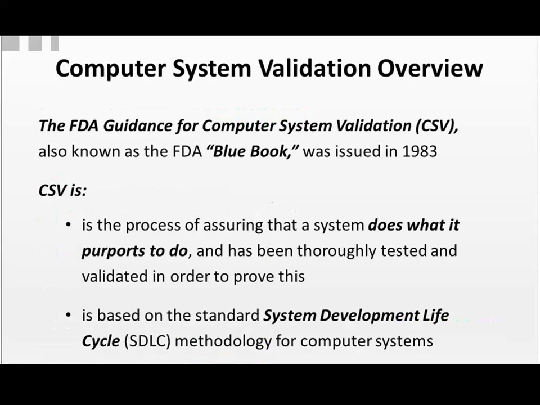Now, computer system validation began in 1983 when FDA issued the Blue Book, or the guidance for computer system validation. It's the process for assuring, very simply, that a system does what it purports to do. In other words, you have to have a clear and specific set of requirements, and then you have to thoroughly test and validate that those requirements are met through test scripts. It's based on the standard System Development Life Cycle Methodology, or SDLC for computer systems, because it's important to make sure that you not only validate your system, but maintain it in a validated state throughout its entire life cycle.